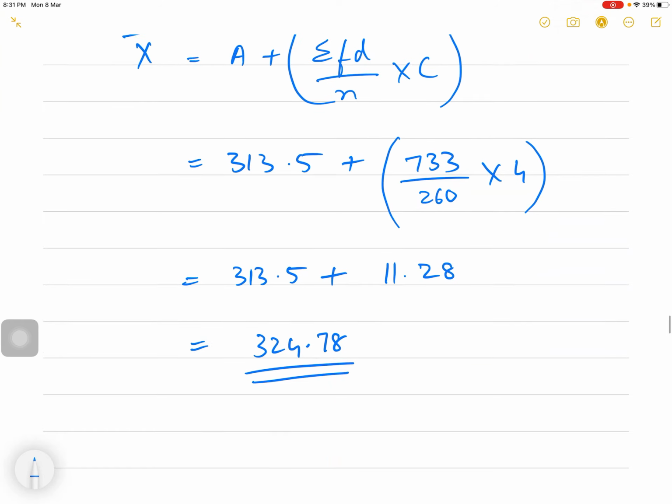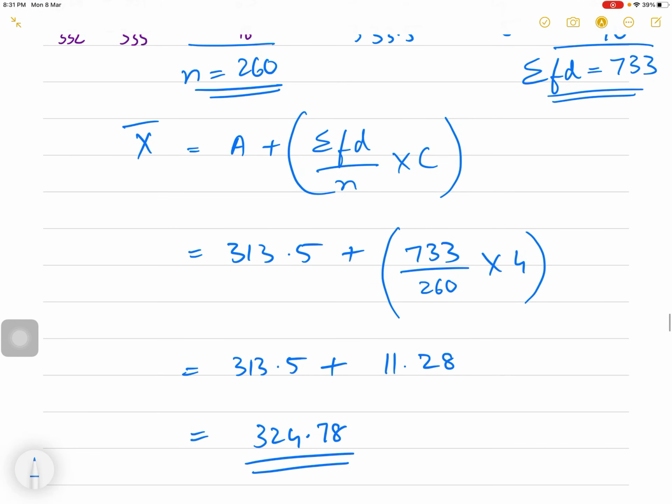So the arithmetic mean for this question is 324.78. Let's see the next problem.